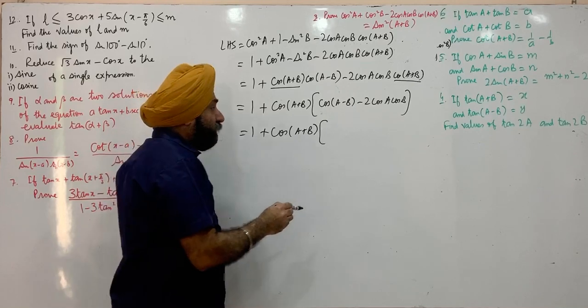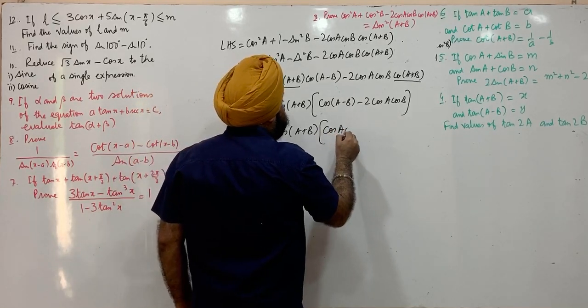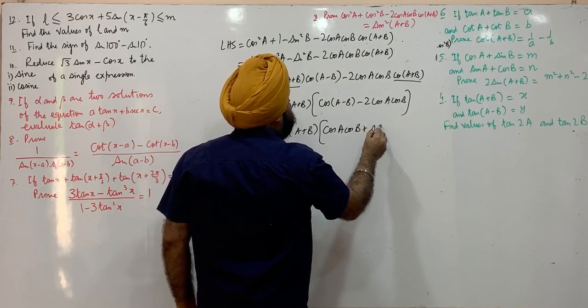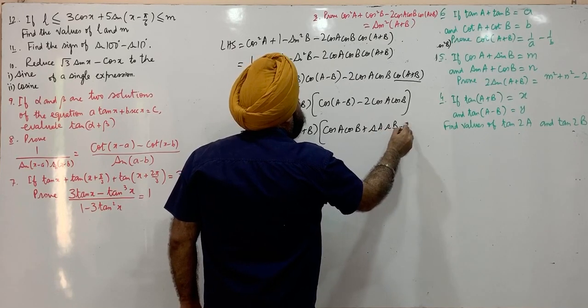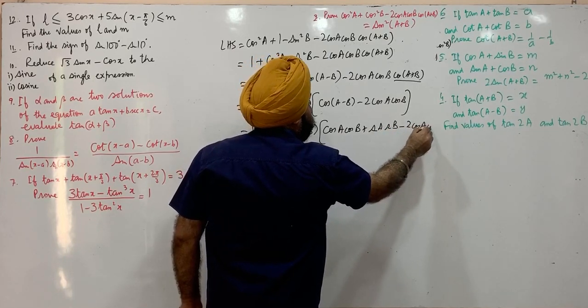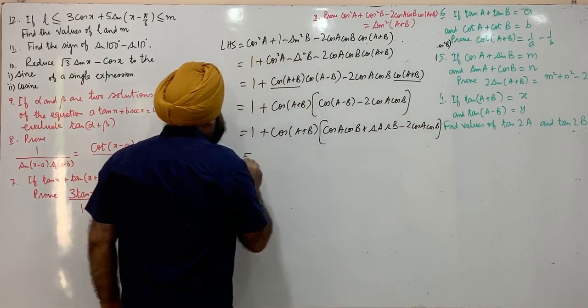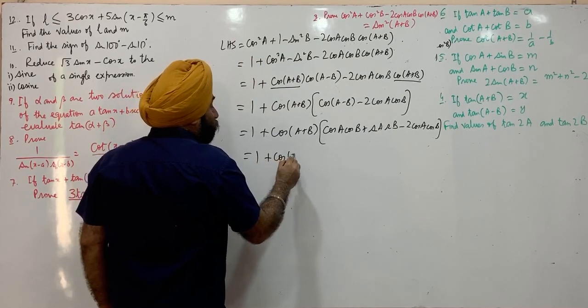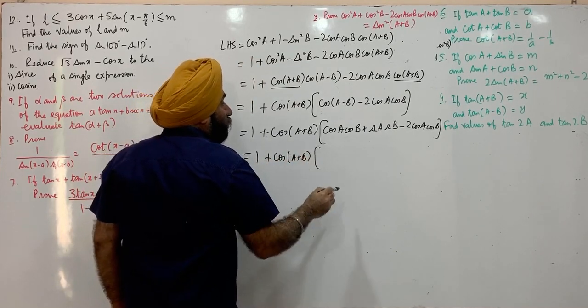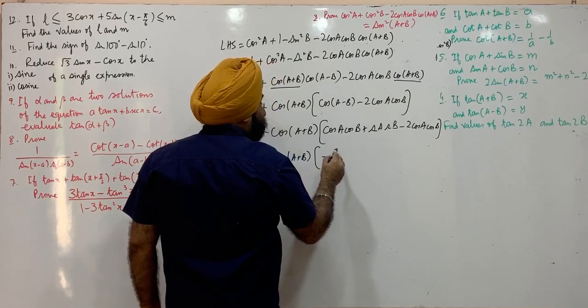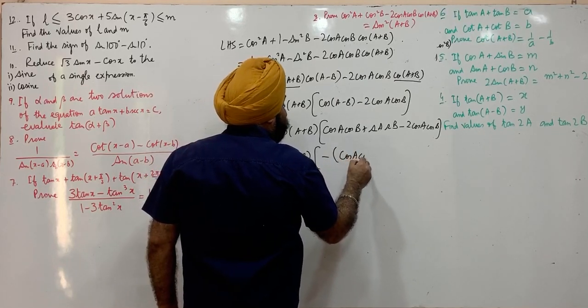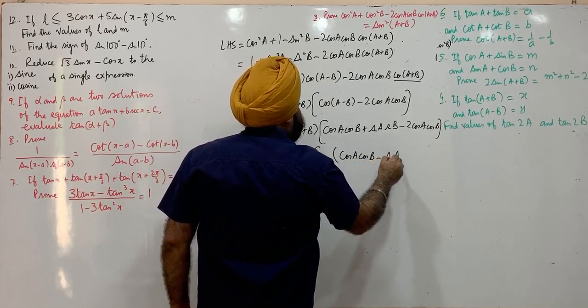Expanding, cos of a minus b is cos a cos b plus sin a sin b, minus it's 2 cos a into cos b. This is 1 plus cos a plus b. We take minus sign common. It's cos a cos b minus sin a sin b.